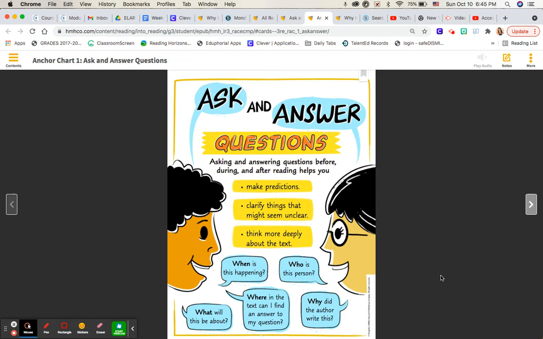We can ask questions before we read, during, and after. Some examples are making a prediction, what's going to happen next. We could clarify things that we may not have understood. As we gather more information, we're asking ourselves if we understand more now, making some answers to those questions, and we could think more deeply about the text.